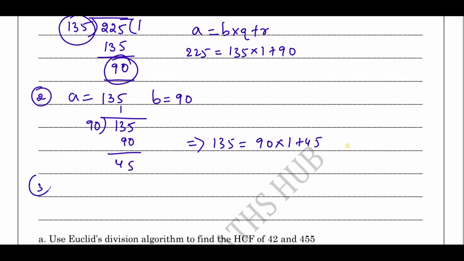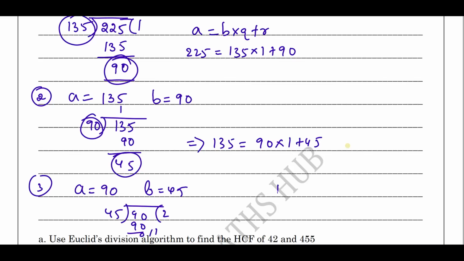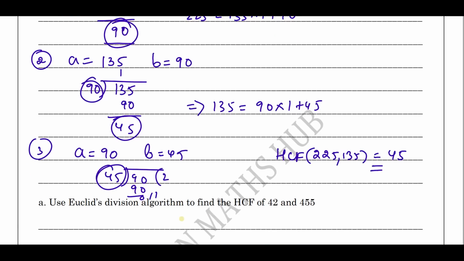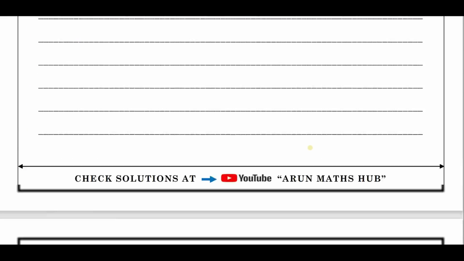Now again take A as what? 90. Until you get remainder as 0, you should continue. A equals 90, B equals 45. What you get? 90, 45, 45 twos are 90. So we got here 0. Therefore HCF is what? HCF of 225 comma 135 equals 45. Whatever the value of B at the last step, until you get the remainder 0, that is the HCF.